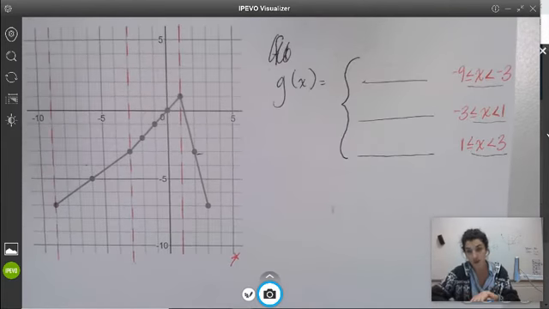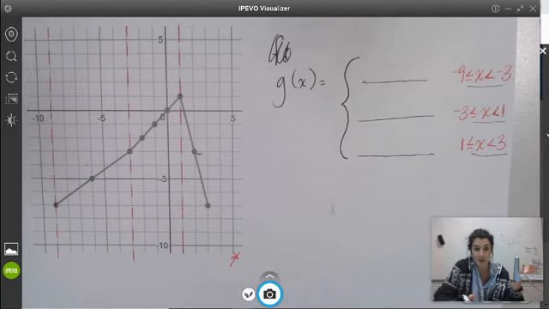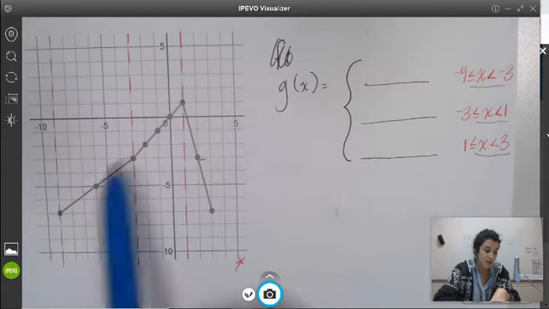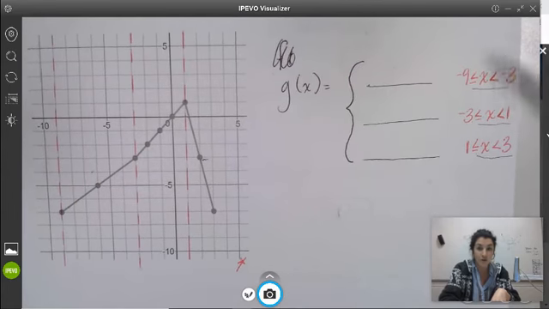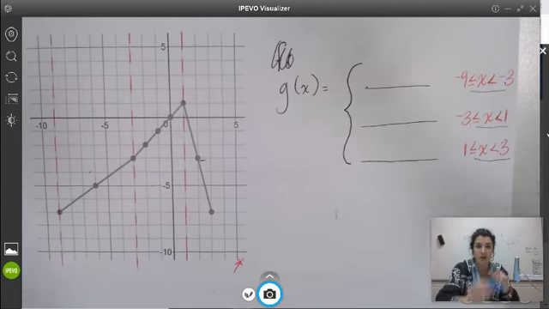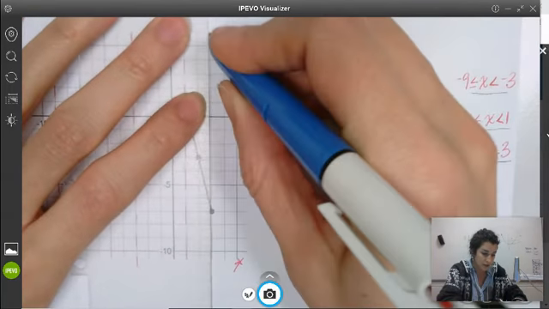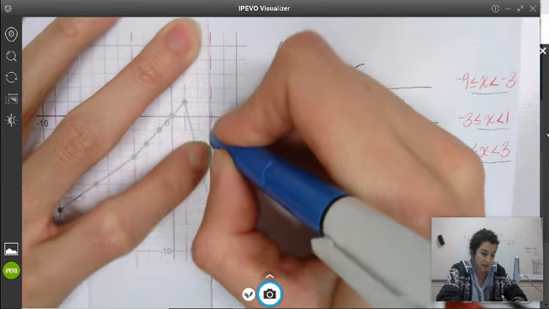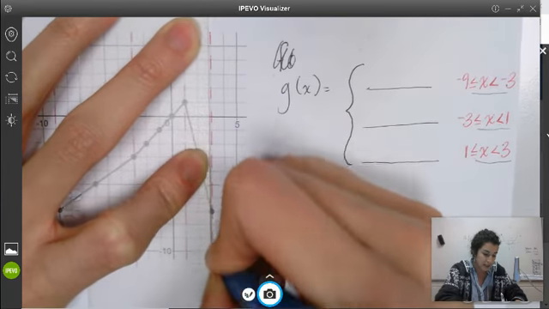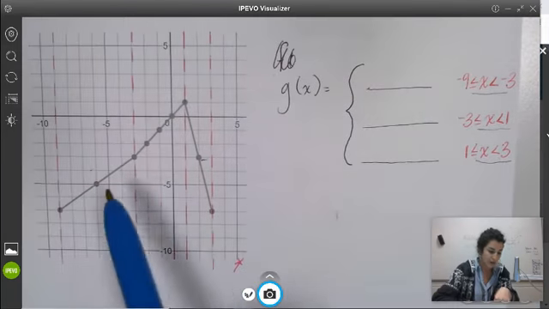This does not have to be the first thing that you do when you're writing linear equations. I just want to show you that it can be the first thing that you do. We're talking about three separate domains: the first domain, the second domain, the third domain. We've split it up into three separate sections. Now let's deal with each section and write the linear equation.